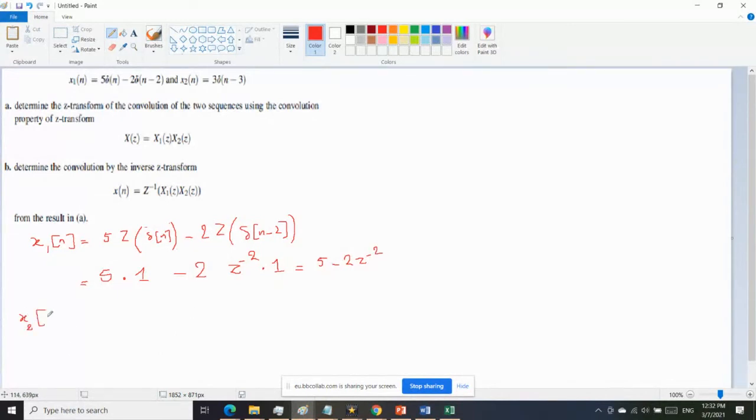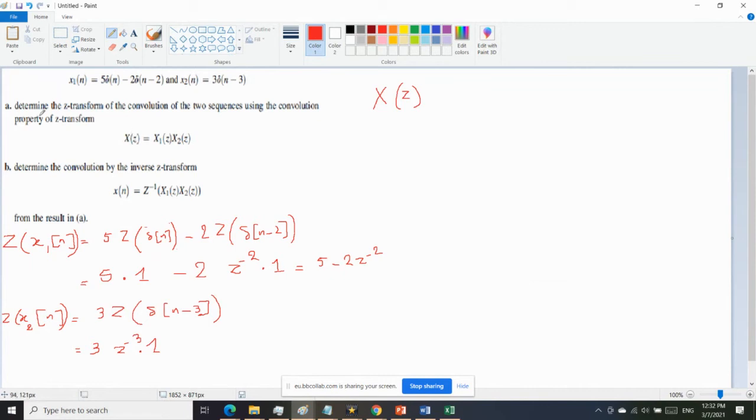As for x2, one must be mathematically precise. What I'm doing is the z transform of all of this, so 3 times the z transform of delta. With the shift rule, this is just 3 z to the power of minus 3 times 1.